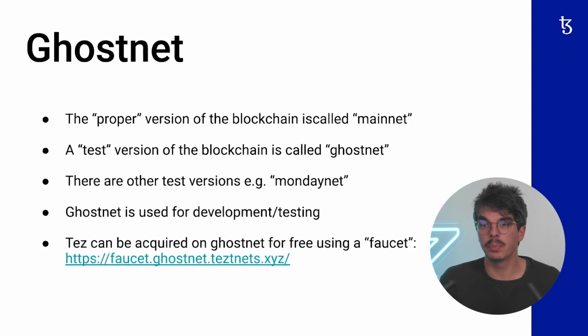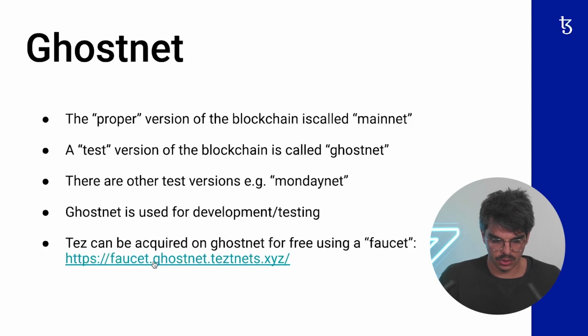We can still use Temple in GhostNet mode. That's totally fine. But we're just going to switch over to GhostNet so that as you're testing this, you're not actually having to spend real money because that can get quite costly during development. So what we're going to do is go to a GhostNet faucet, which basically is something where we can click a couple of buttons and get 100 TEZ or 10 TEZ worth, which will be more than plenty for our development purposes.